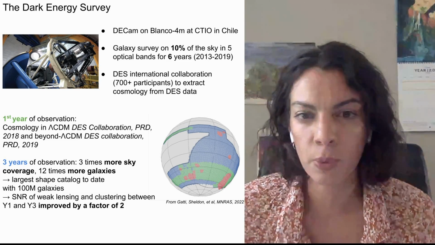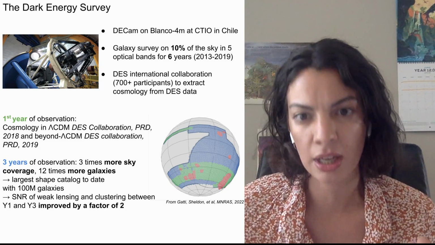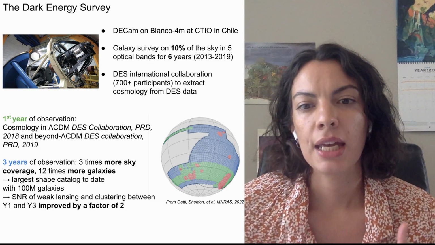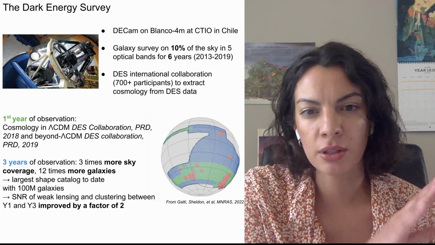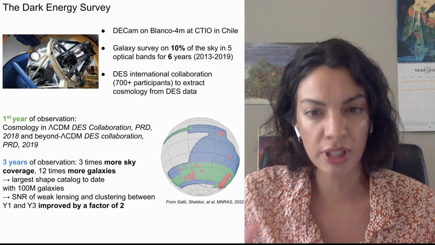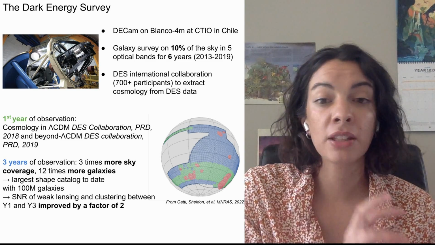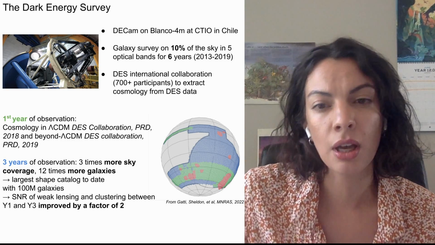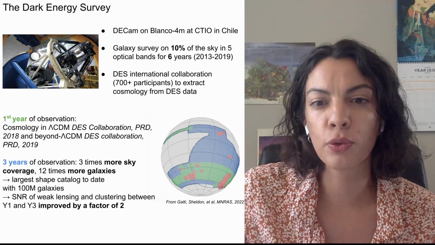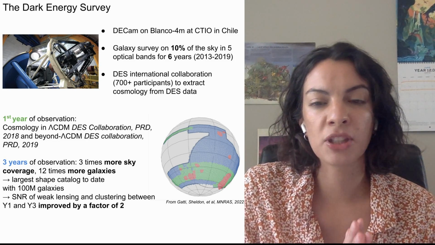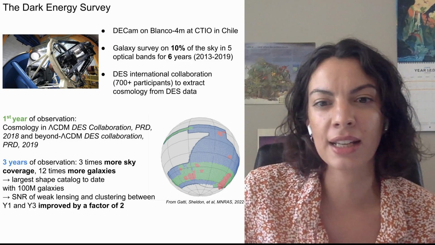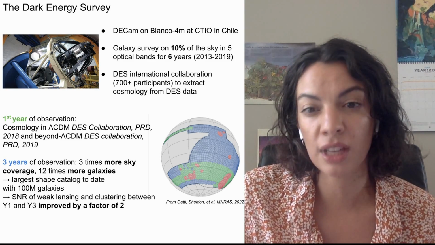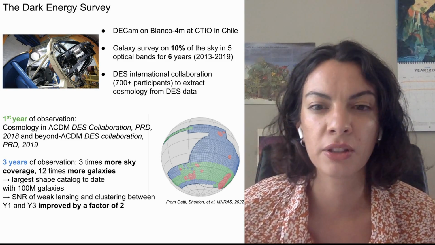So a few years ago, we released the cosmology from the first year of observation, in those papers. And between the first year of observation and the 3 years of observation, we made a huge step because we have observations over 3 times more sky, and so the full 10% of the sky. We measure properties of 12 times more galaxies, which end up forming the largest shape catalog to date for weak gravitational lensing, with 100 million galaxies.